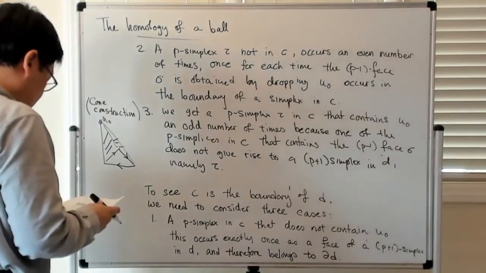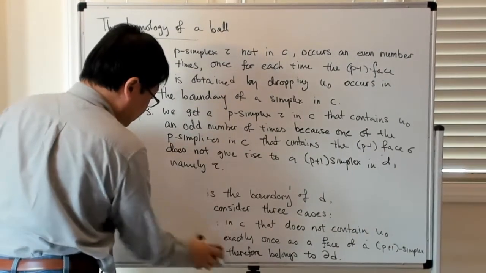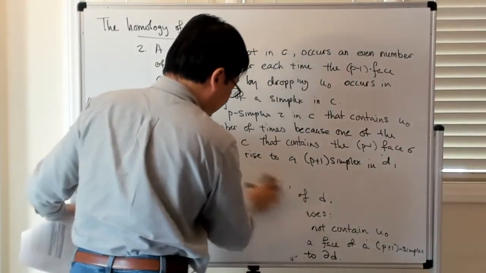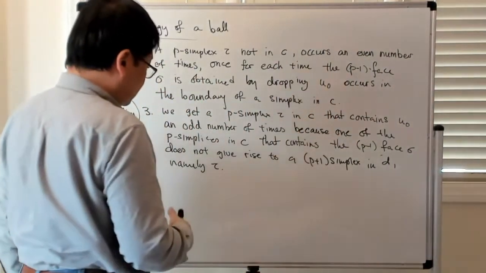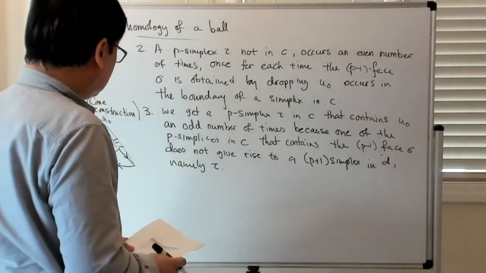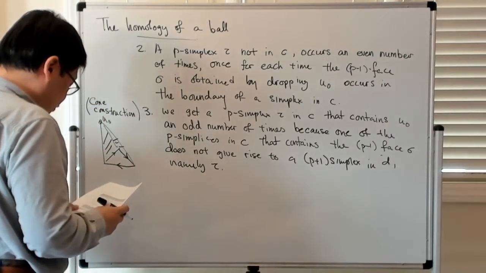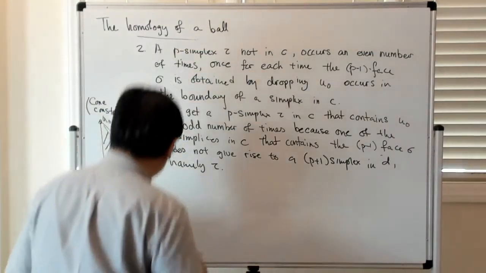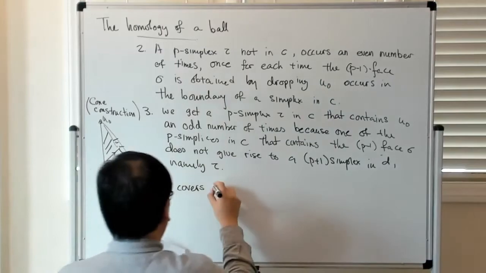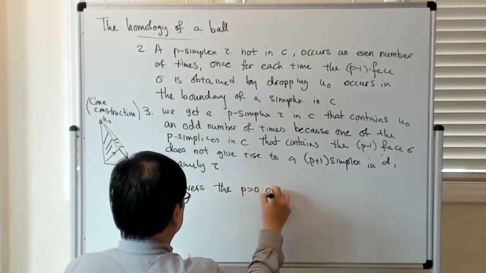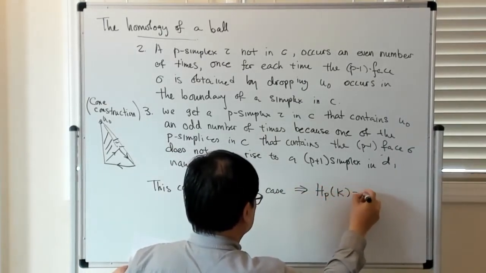All right. So this covers the positive dimensions, and that tells you that every p cycle for p greater than 0 is a p boundary. So you're good to go. This covers the p greater than 0 case, and it shows that HPK is trivial.